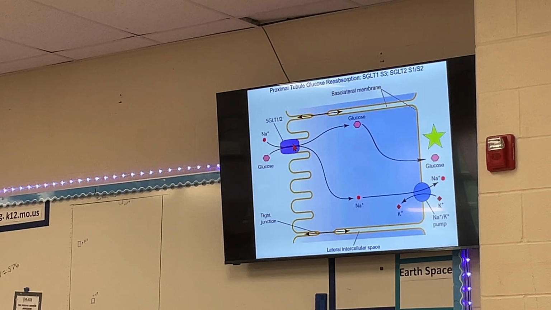So, the proximal tubule here has sodium and then glucose that's piggybacking off of it. And then we have the glucose here and the sodium here. And it's gotten into the cell, and now it's using the sodium potassium pump, the glucose being reabsorbed and then the sodium, potassium over here pumping it as well. So it's a secondary type of transport because it has to join it in order to get where it needs to go.